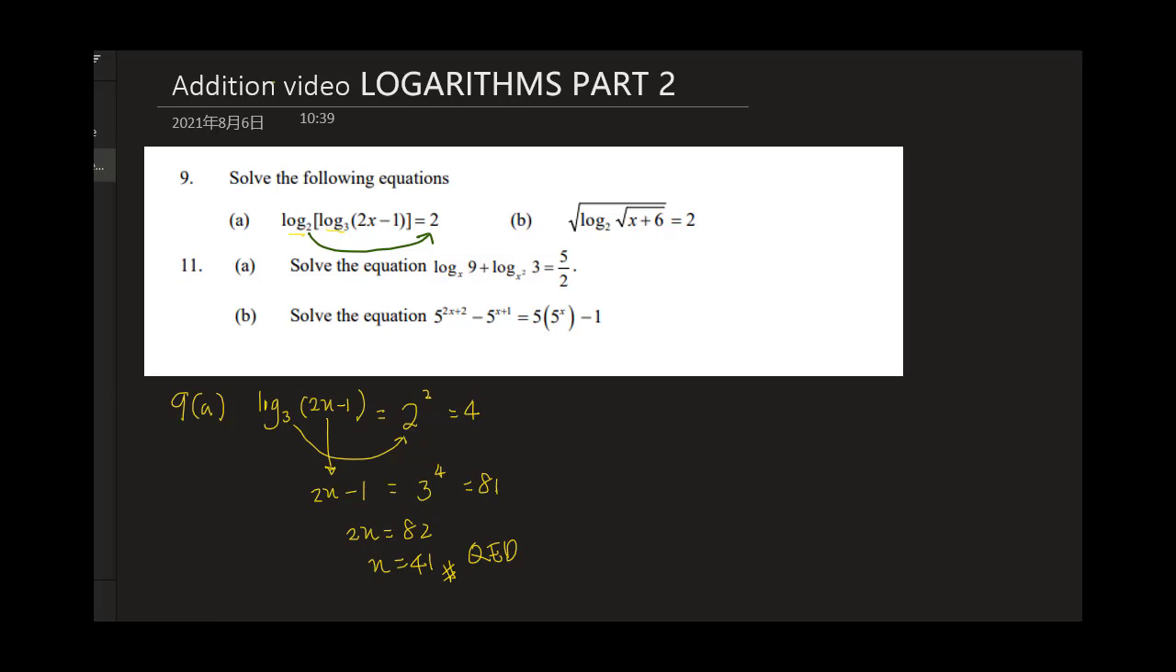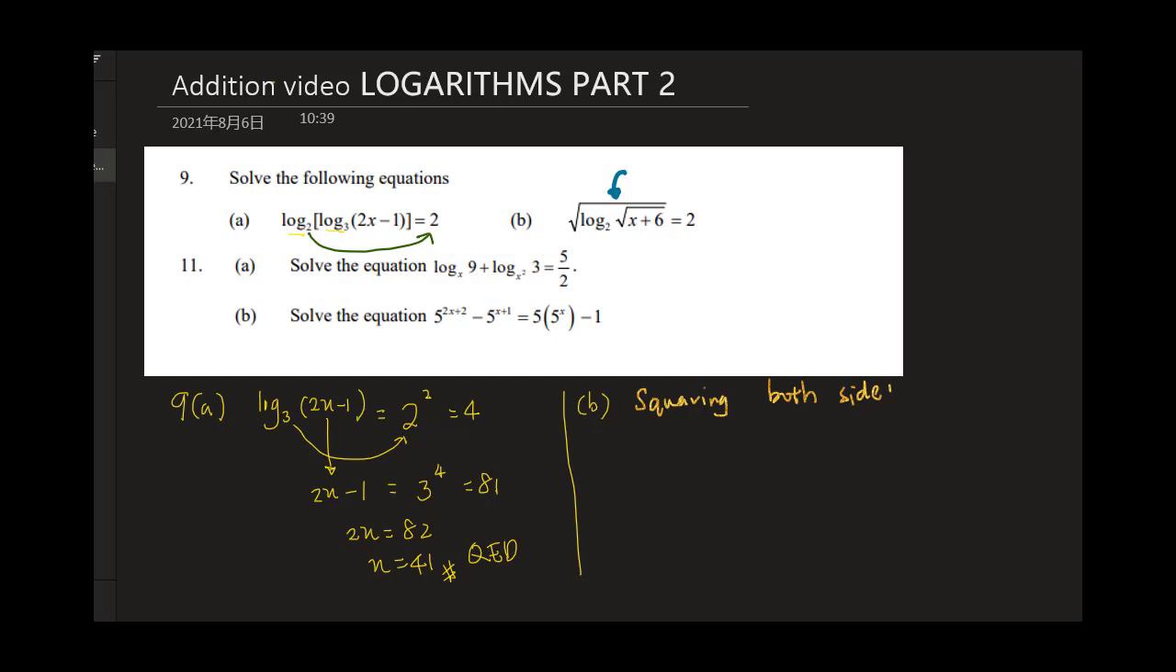Okay, now we look at question B. What is the dominant function? Is it a log or a square root function? This is the first thing we have to look at. The very first notation obviously covers the whole left hand side, so we should make the square root function disappear. Therefore, we're squaring both sides. The initial step for question B is squaring both sides.